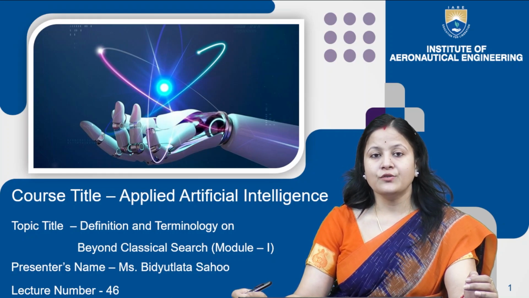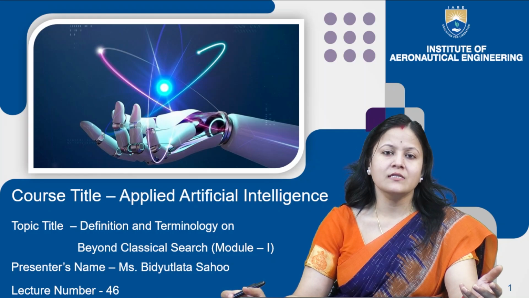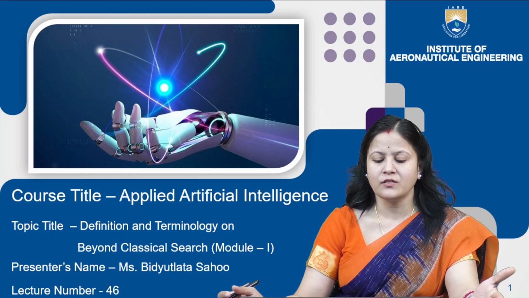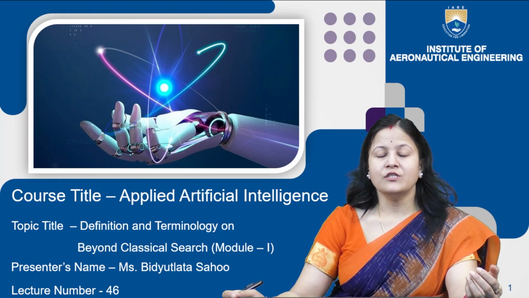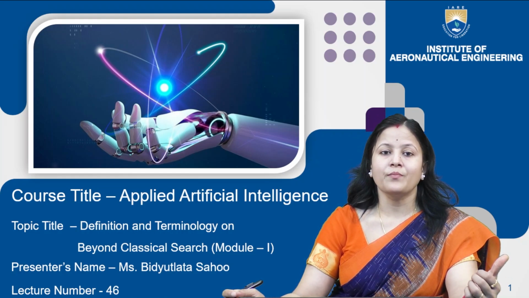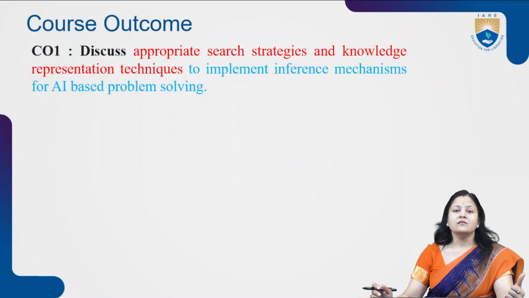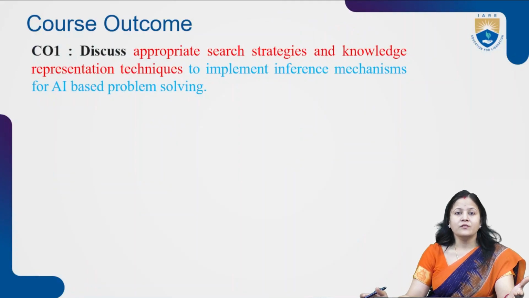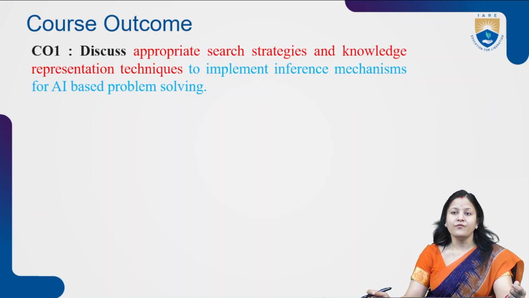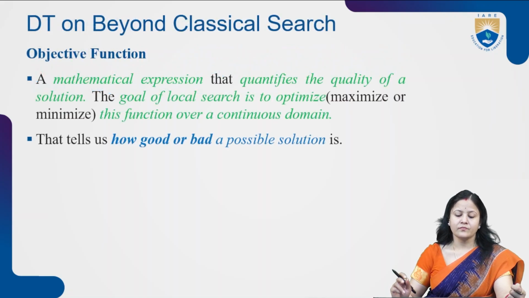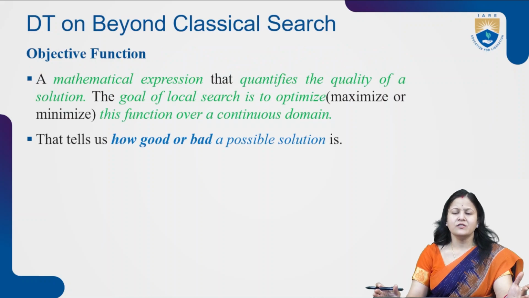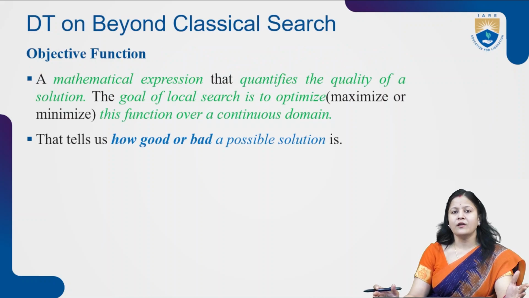In this video lecture today, I will describe some definitions and their meanings, or the terminology, on the topic Beyond Classical Search, which is our module 1 on the course Applied Artificial Intelligence. This is the course outcome. After the completion of this course, students can discuss the appropriate search strategies and knowledge representation techniques to implement inference mechanisms for AI-based problem solving. Okay, so here I will discuss a few definitions related to Beyond Classical Search.